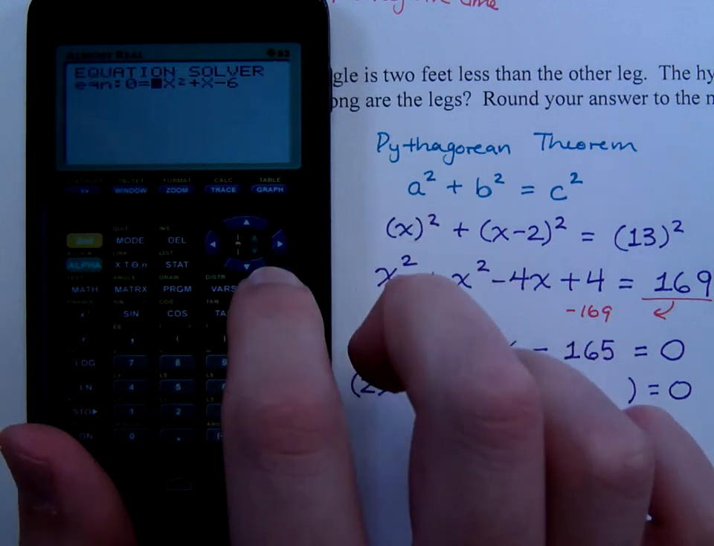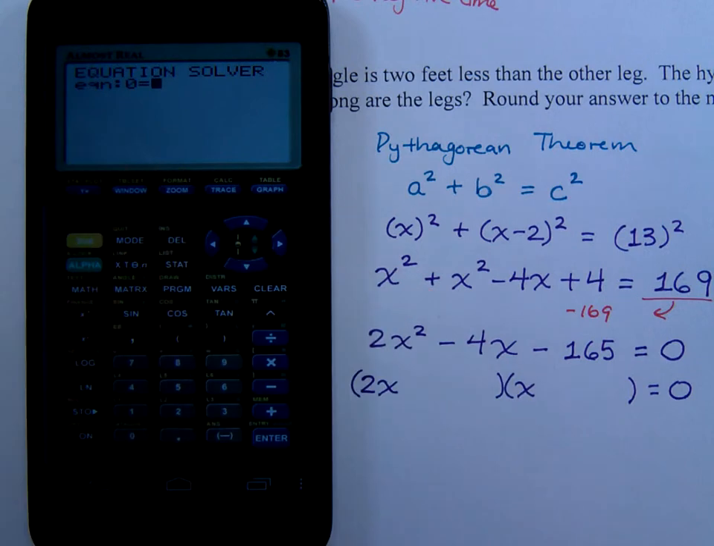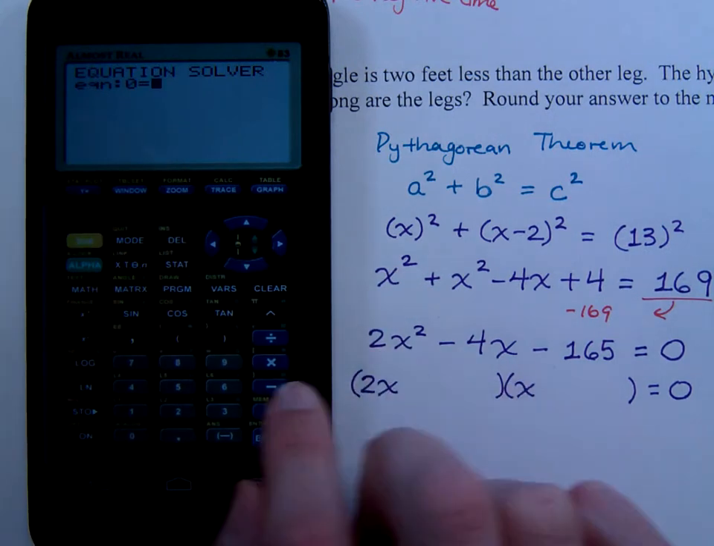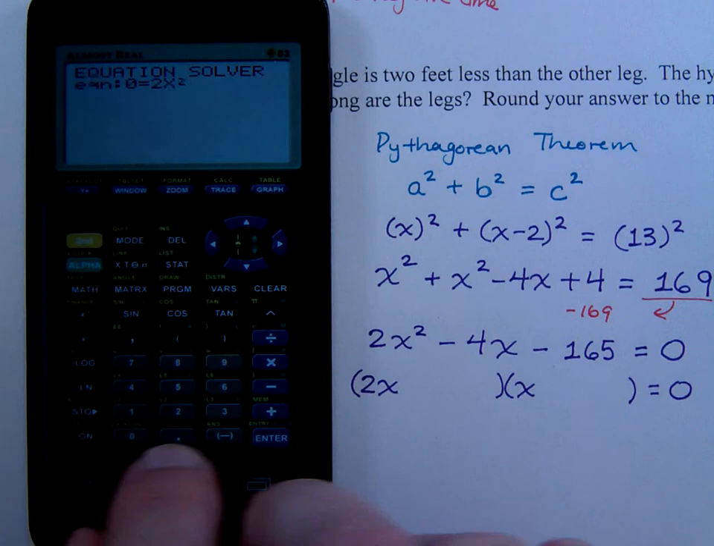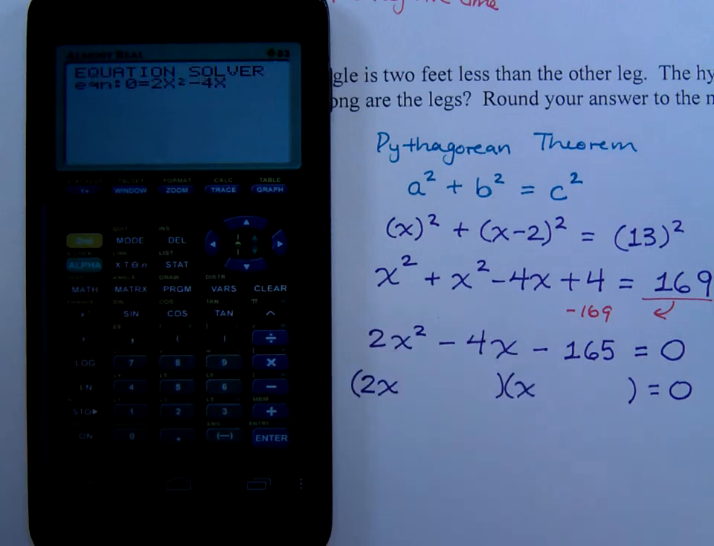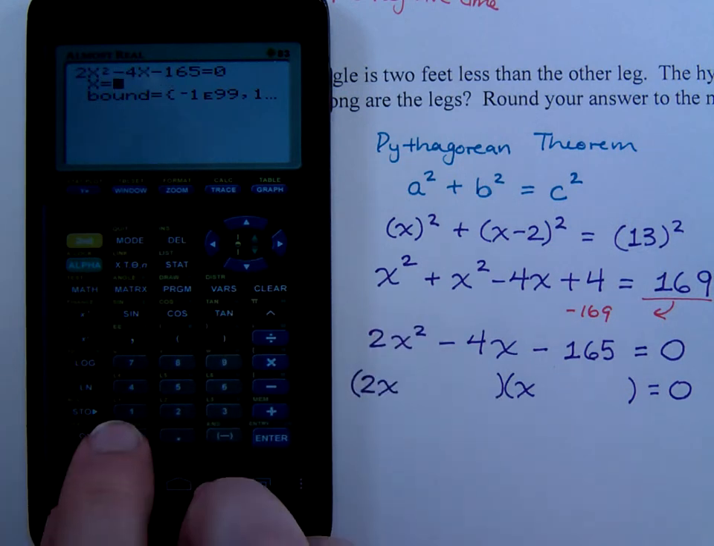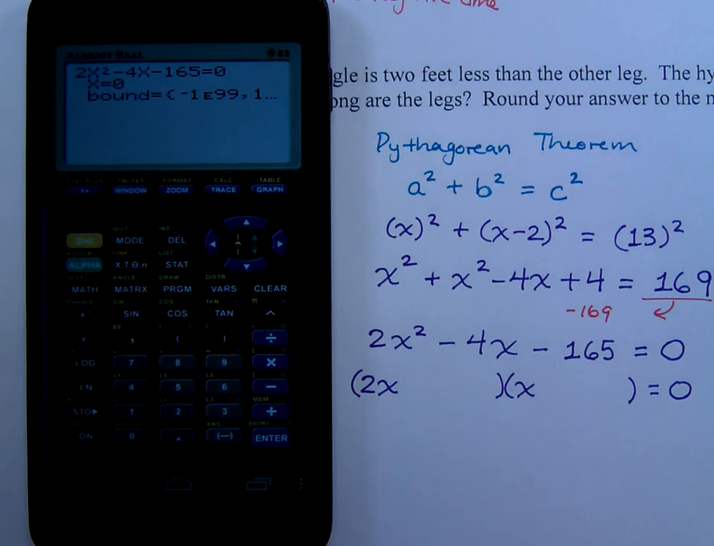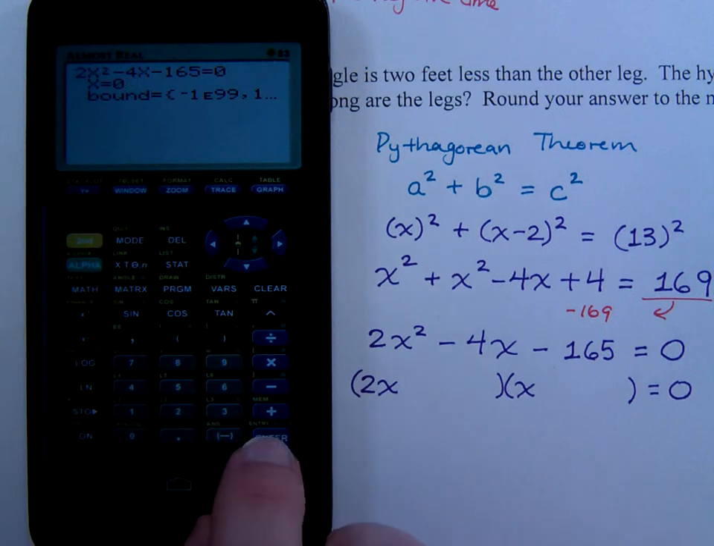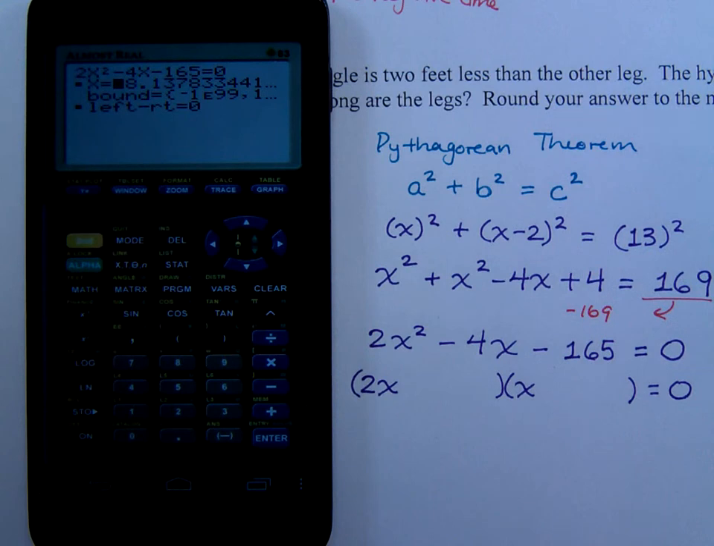So all we need to do is, of course, clear out whatever equation was in there from before and type in what you see. So that's 2x squared minus 4x minus 165. Now, I don't know why it says that, so we're just going to pretend it wasn't there. If I press x equals 0, now that's not the solution, but I can have the calculator solve this by pressing alpha, enter. And when I do that, it's going to give me the closest solution to 0.